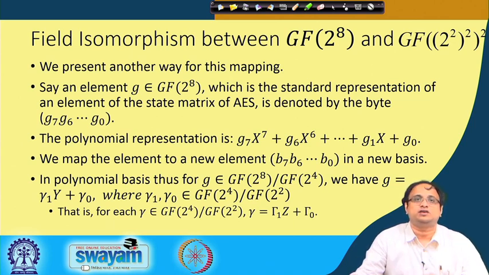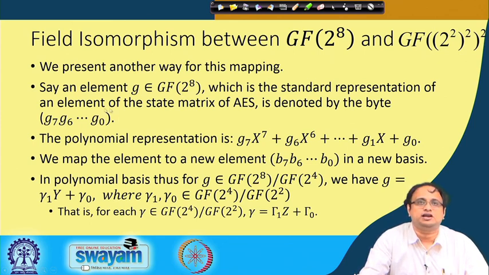So, what we can do is rather take an element G in GF(2^8), which is a standard representation of an element of the state matrix of AES, denoted by the byte G7 to G0. The polynomial representation for this element in GF(2^8) is therefore G7 x^7 plus so on till G0. Note that all these coefficients G7, G6 and so on till G0 are elements in GF(2), that means they are either 0 or 1.